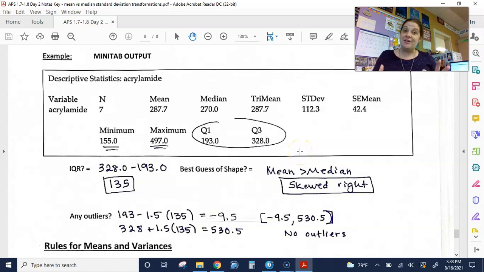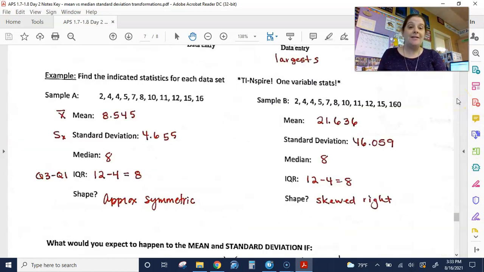So remember, in general, standard deviation is an average distance away from the average. And if you are going to talk about standard deviation, for example, in sample B here, this 46.059, I would say something like: 46.059 is a typical amount that an observed data value, depending on what the context is, deviates from the mean of 21.636. The mean is a typical value of the variable. 21.636 is a typical value of whatever variable we collected here. Okay, so the mean is a typical value of the variable, and standard deviation is a typical amount that an observed value differs from the mean. All right, thank you very much.